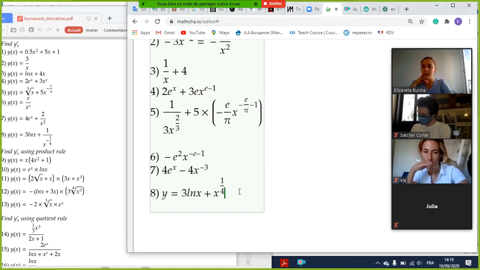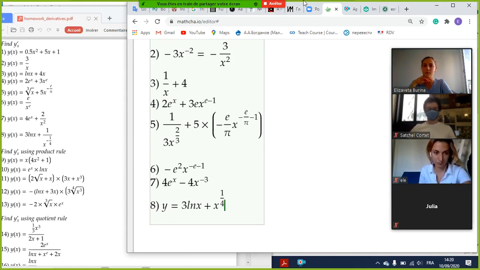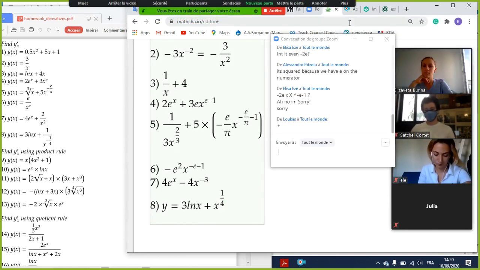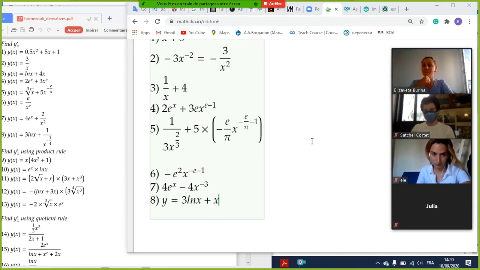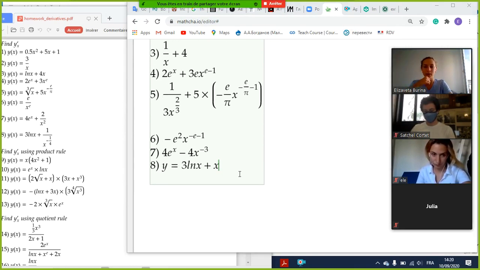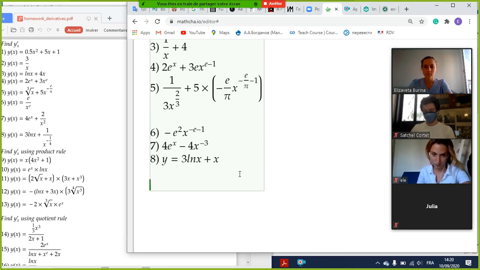So this is also good, right? All good? Perfect. So now the product rule. Again, we are going to use it even though the first one is easier without it.